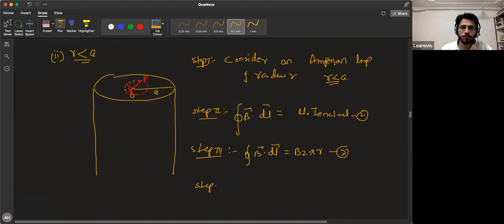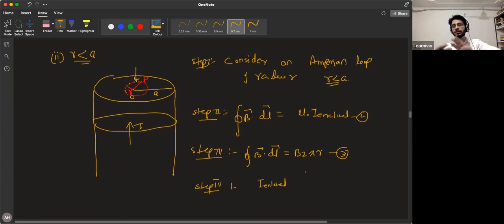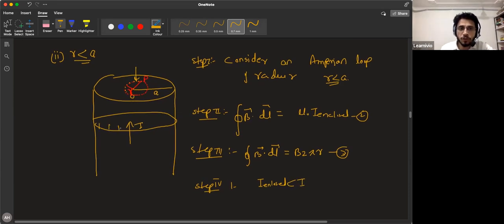Hishma, what is the fourth step? To calculate the current. Now tell me, what do you think? The current passing through the whole conductor is I. And this is your Amperian loop. So is the current enclosed by the Amperian loop still equal to I? Is it greater than I or less than I? It will be less than I. Very good. The current I is passing through the whole area, but I'm not considering the whole area. I'm taking a small element of radius R. So I enclosed is not I, I enclosed is less than I.